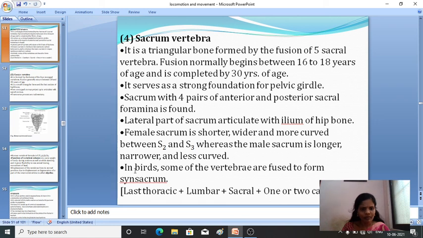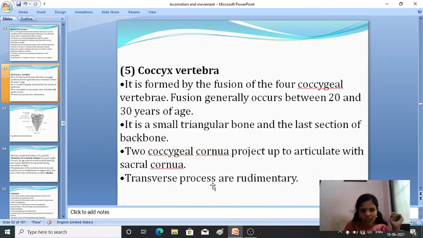In some birds, some of the vertebrae are fused to form the synsacrum. The last thoracic vertebrae plus lumbar vertebrae plus sacral vertebrae, which will form 1 or 2 caudal vertebrae plus 1 or 2 caudal vertebrae.